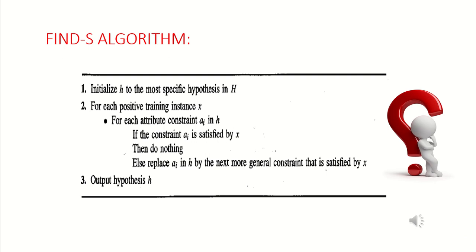Now let's look at the Find-S algorithm formally. It is a three-step algorithm. First step, initialize H to the most specific hypothesis in H. Step 2, for each positive training instance x, for each attribute constraint ai in H: if the constraint ai is satisfied by x, then do nothing; else, replace ai in H by the next more general constraint that is satisfied by x. The third step is to output hypothesis H.